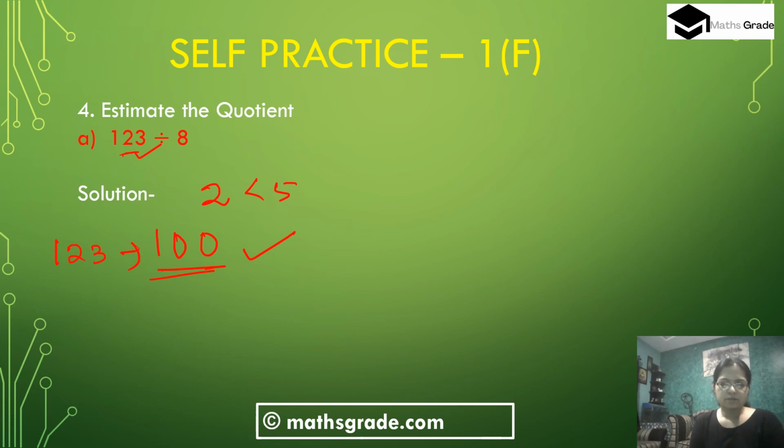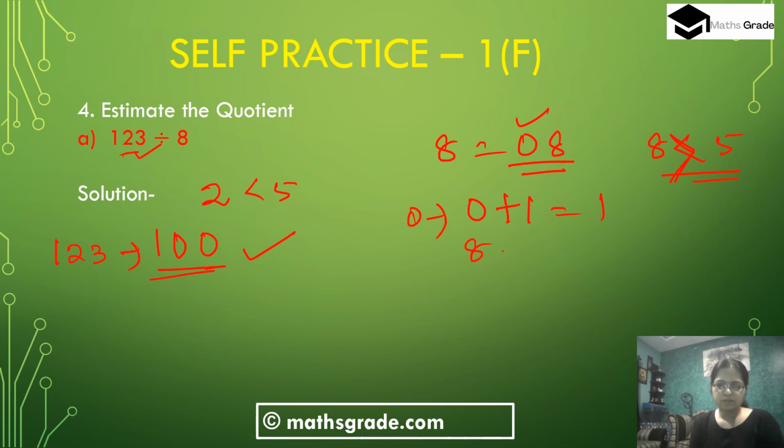Now 8 rounded to the nearest 10. When we round to the nearest 10, just look at the unit place digit. Here the unit place digit is 8, which is more than 5. 8 can be written as 0 and 8. So add 1 to the tens place digit. The tens place digit is 0, so 0 plus 1 is 1. So 0 changes to 1, and the unit place digit 8 changes to 0. That is 1 and 0, so 8 rounded to the nearest 10 is 10.